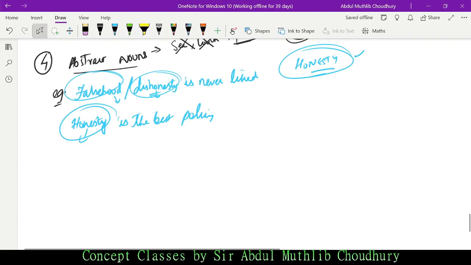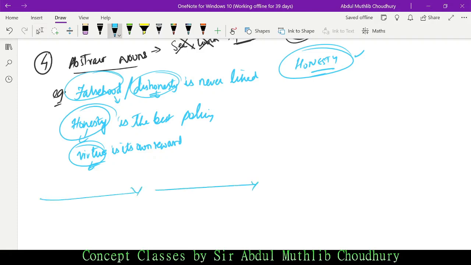And the last example which I should give: virtue is its own reward. Can you see a virtue? No. Can you touch it? No, you can only feel it. You can only contemplate it. So this is again an abstract noun. So this is all about articles and the correct use of it.